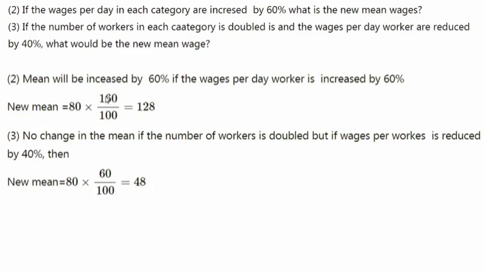Try to understand, there was an increase by 60, so the total became 160. Now there is a decrease by 40, so if you decrease 40 from 100, you get 60. Do the calculation, and you get your answer to be 48. Okay, pause the video and note down your solution.